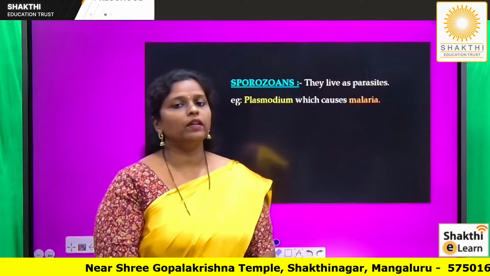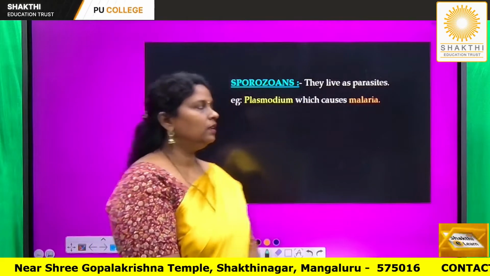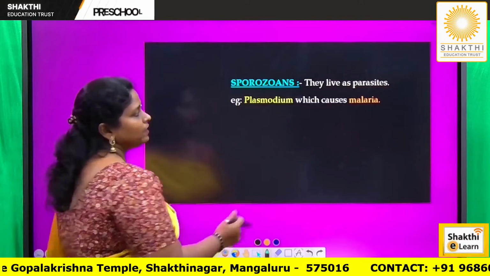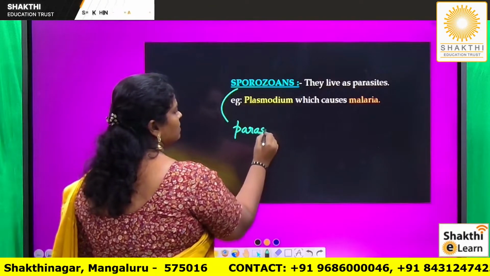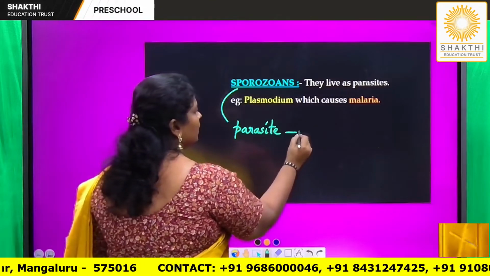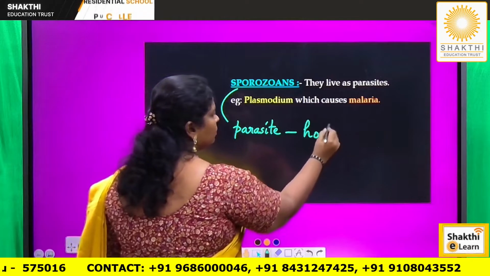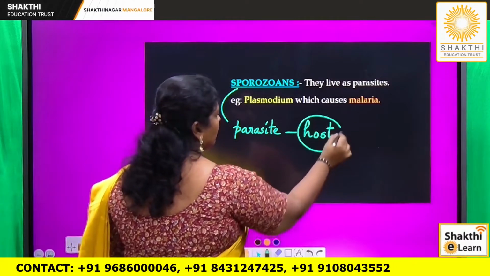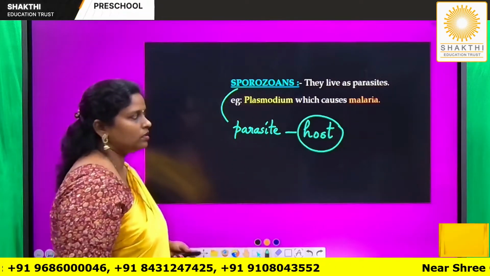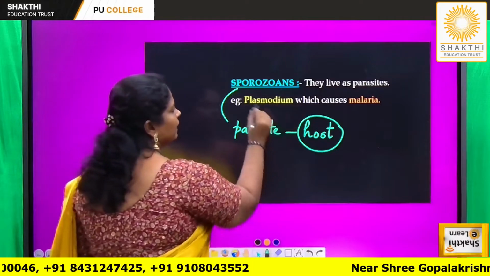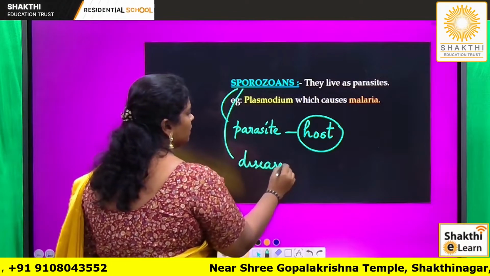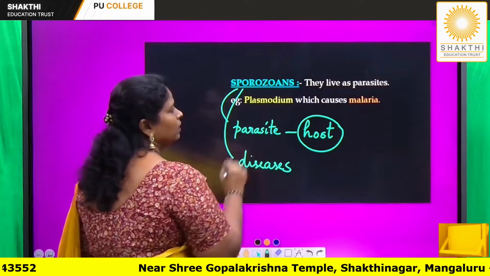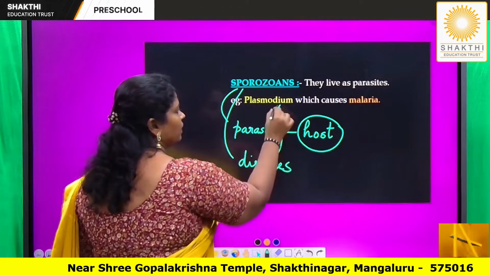Last group coming under protozoans is sporozoans. Now this is a group which mainly lives as parasites. What is the meaning of parasite? A parasite is an organism which requires another organism to survive and to reproduce. The other organism which it is using is a host. So sporozoans mainly cause diseases. They are parasitic. A good example of a sporozoan is Plasmodium.